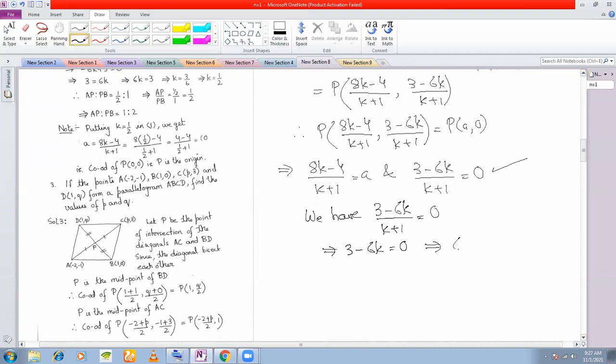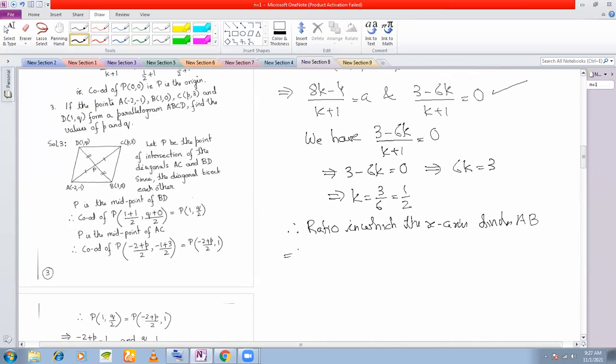That means 6k must be equal to 3. That means k is equal to 3 by 6, which is equal to half. So therefore, what is the ratio? The ratio in which the x-axis divides AB is equal to k is to 1 we have taken, right? And this we have got as half is to 1, which is equal to half by 1, which is equal to 1 by 2, which is equal to 1 is to 2.